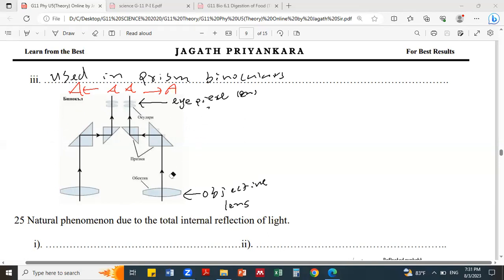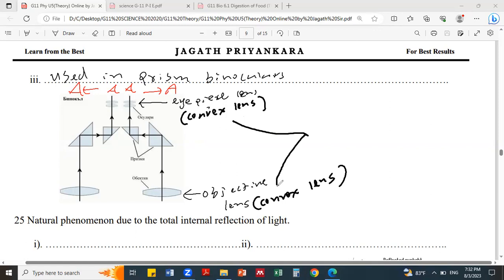Actually, in these binoculars, there are prisms as well as lenses. The objective lens is a convex lens. Convex lenses are used for what? Magnification. Even a hand lens, a light microscope, we use what? Convex lens. So they are used for magnification. That's why we use binoculars in bird watching and at cricket matches. So binoculars are an optical device.